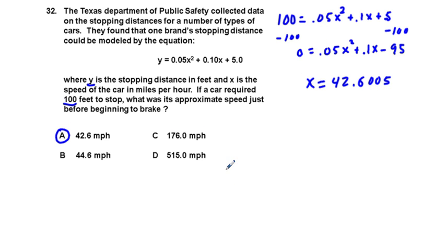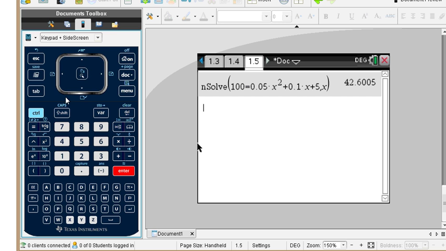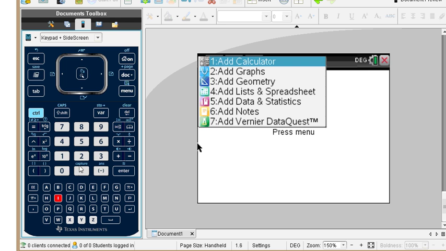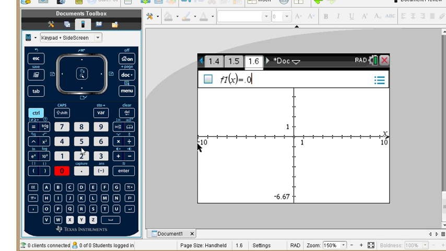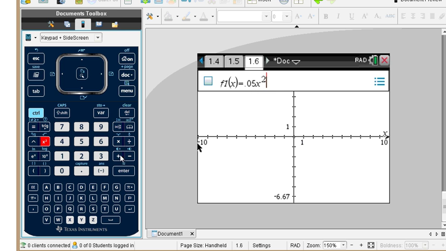Let's also solve by graphing. Put this second equation in here, see how that looks. So if we go to Control I, add graph, and we put 0.05x squared plus 0.1x minus 95, and if we graph this, we see nothing.